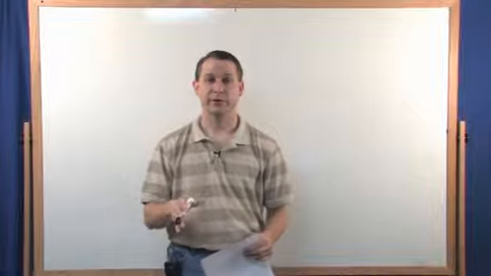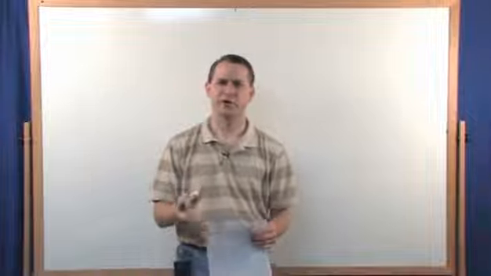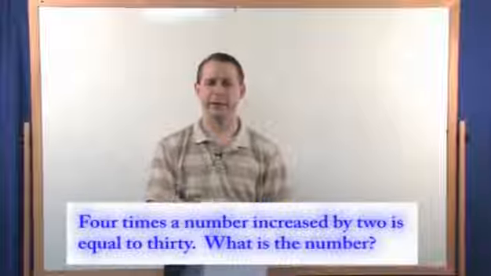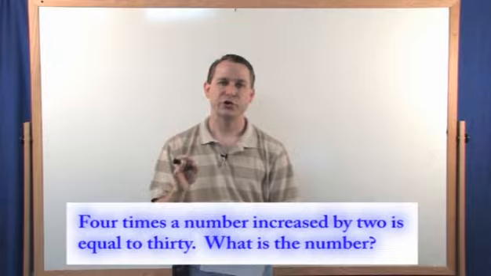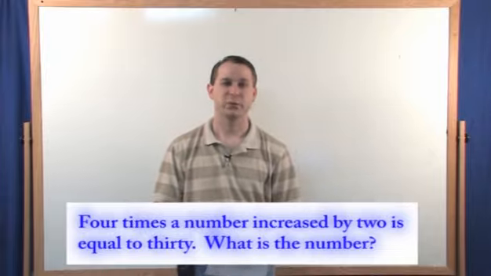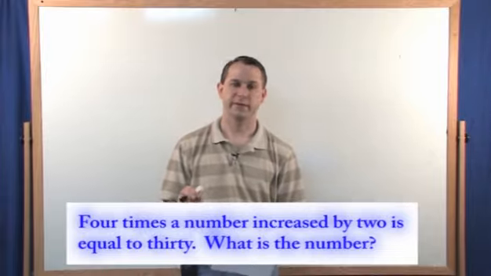The first problem that we're going to do and talk about is on your board here, and it says on your screen right here: 4 times a number increased by 2 is equal to 30. What is the number?